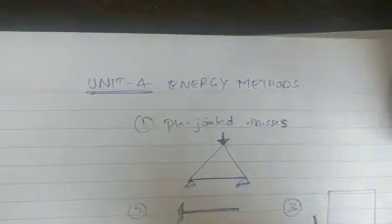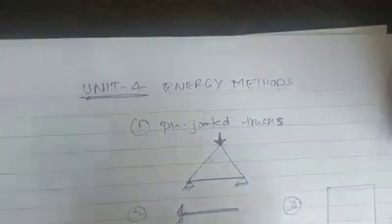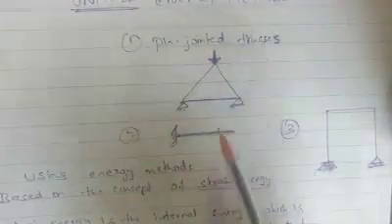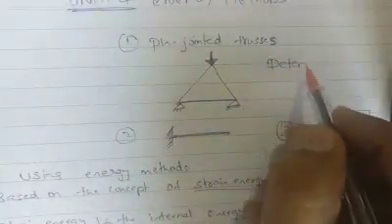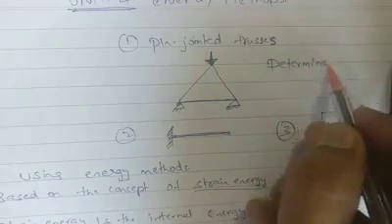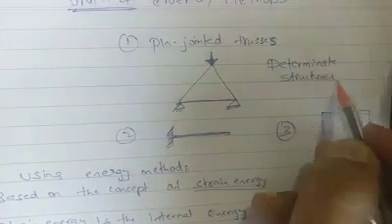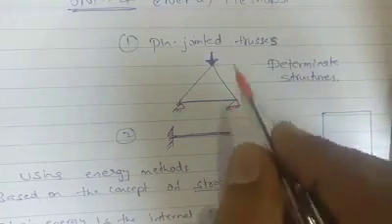Today we are going to start Unit 4, which is Energy Methods. In this, we are having pin jointed trusses, simple beams, all determinate structures. So, we have to find the deflections using energy methods.